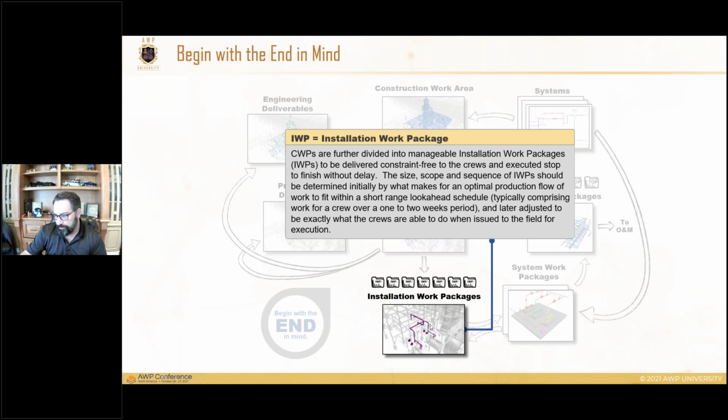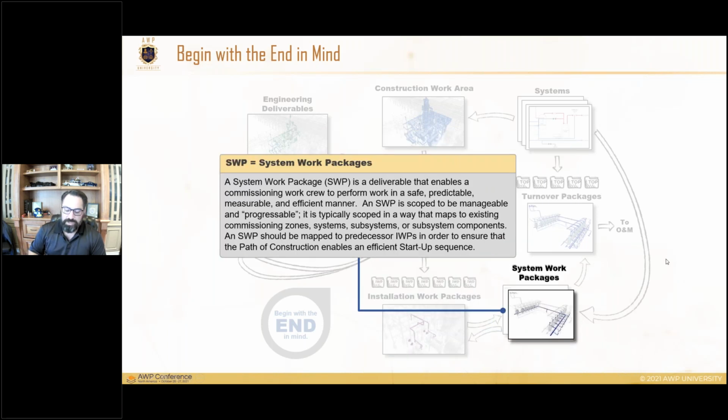Of course, below the IWP level, there is further planning, such as short interval production control that's executed by the general foreman as far as their day-to-day and their daily work plans. But all that being said, the execution of the IWPs is now heavily affected by system work packages. And system work packages are considered very early on, tied to the turnover systems, tied to the turnover packages and to the systems themselves. Those system work packages are subsets of how we would want to turn over individual pieces, or multiples of these will create a turnover package itself.